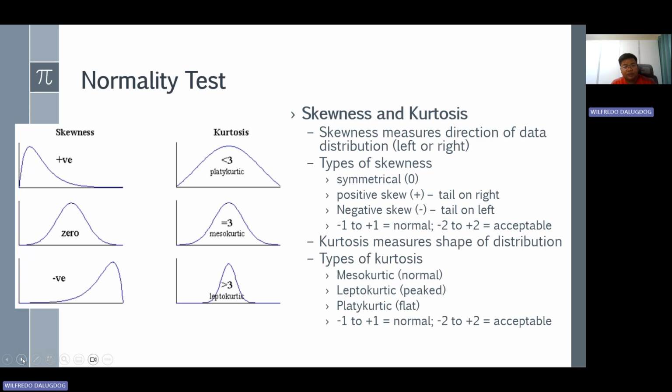If the skewness value is near 0, it could be -1 or +1 or -2, +2, that is acceptable, that is considered as normal.